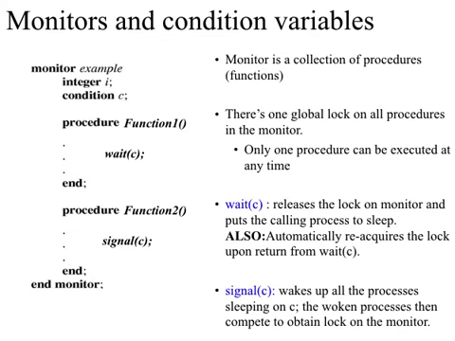When the process calls wait, it releases the lock on the monitor and it blocks for the lock to become available again. At this point, other processes can enter the monitor, and once, let's say, process 2 enters the monitor and executes function 2, it satisfies some condition that would wake up the process 1 that was originally blocked.